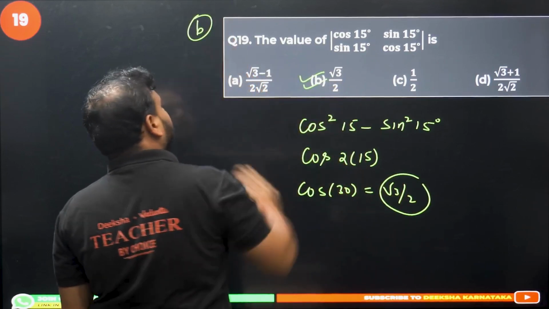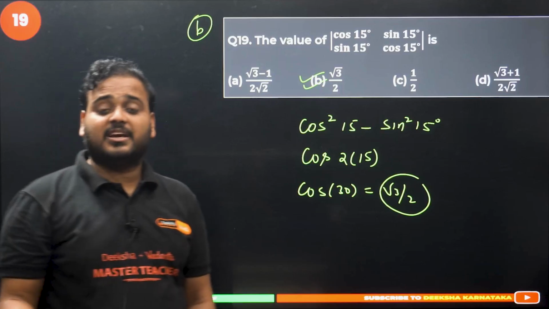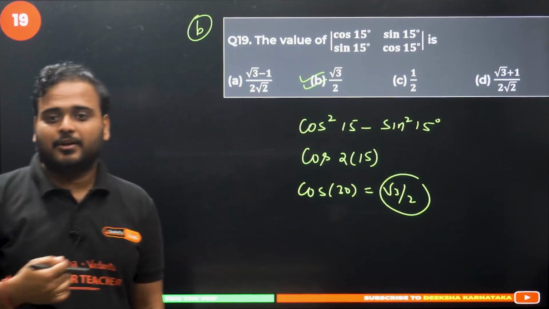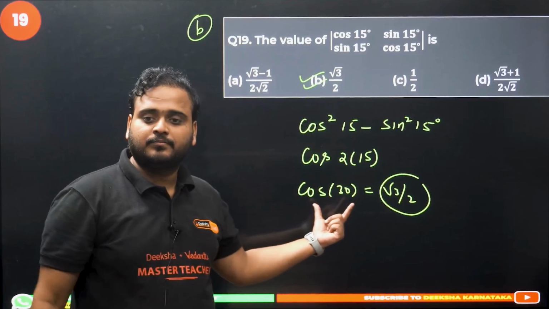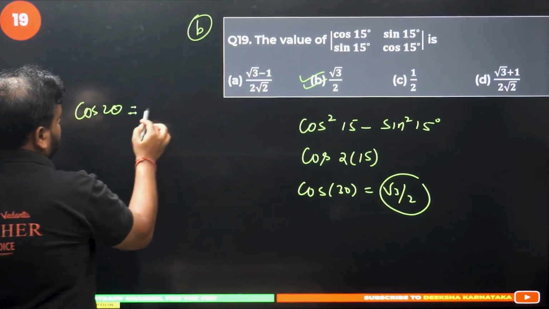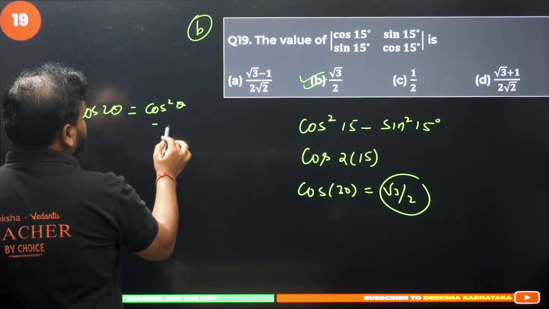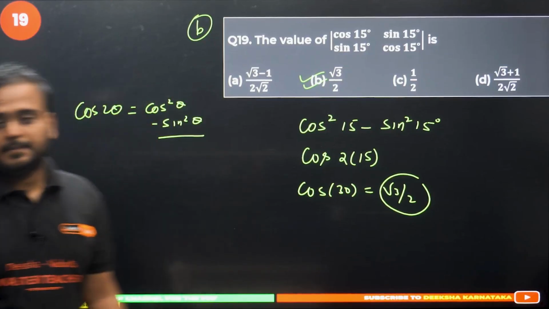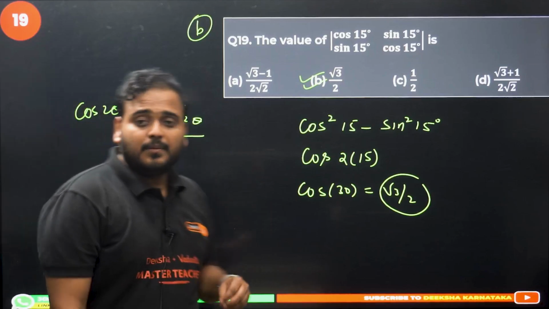So you have to remember formulas. They can be interchanged. They can be asked anywhere. You can't say, sir, this is not there in the syllabus. It is there. You've learnt it in PU1, haven't you? Formula of cos 2 theta: cos 2 theta is cos square theta minus sine square theta. Done? Question number 20 now.